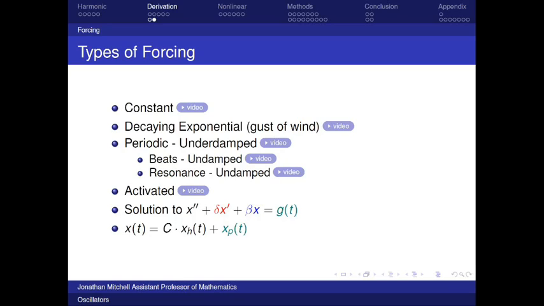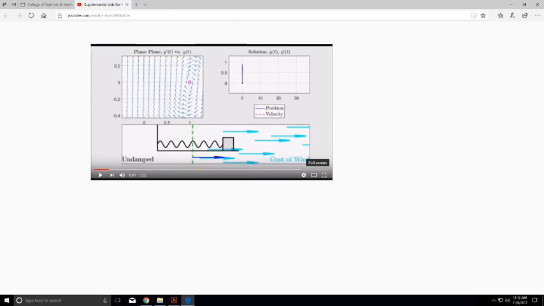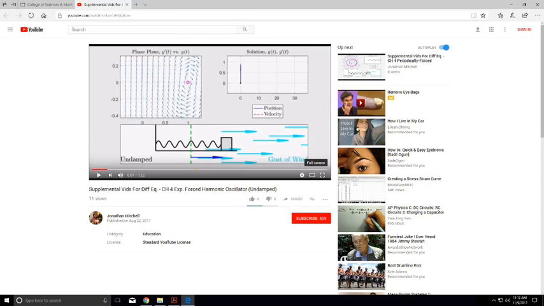And there's quite a few examples of forcing that we could talk about. I won't show them all. Let me show a couple of them. I mentioned the building with a gust of wind. What might that look like if we had a mass spring system with a gust of wind acting on it? That's what I want to get to. Let's see if this, there we go.